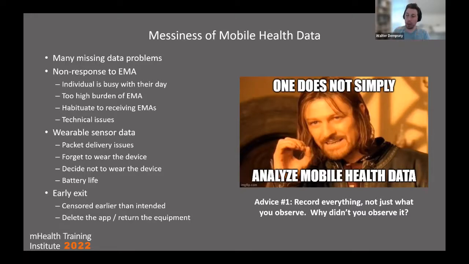So if we really want to understand EMAs, we need to know when we sent them and why they didn't respond to them, as best as possible. Was it because it was never sent, or do we know when it was sent and it was just not filled out? Things of that nature will be very important for filling in missing data and feeling comfortable with missing data assumptions.